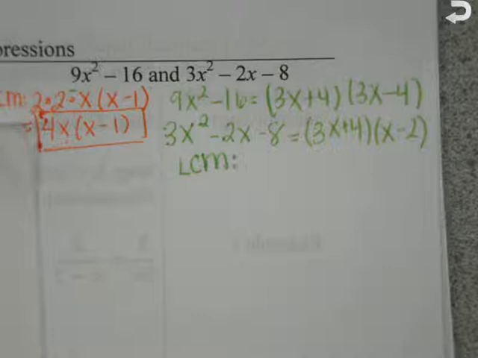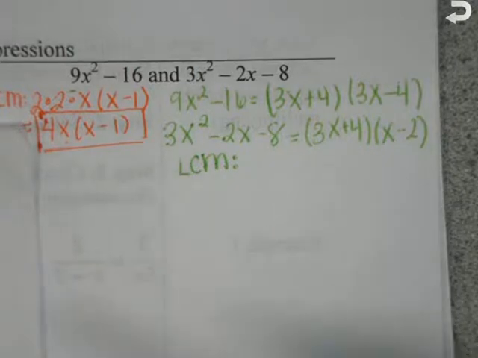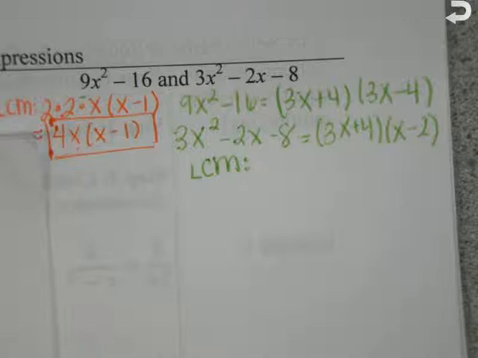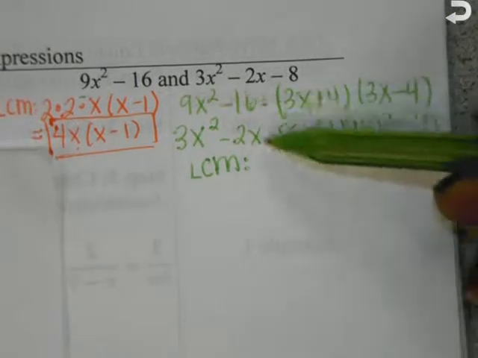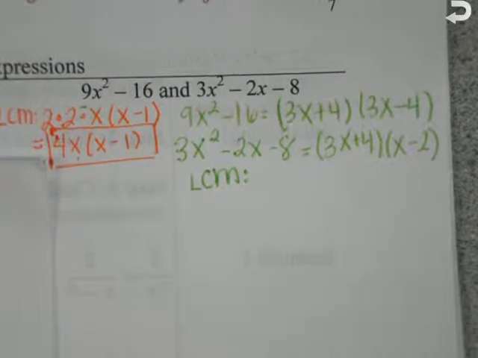Okay. So now we need to find the LCM. What is the multiple of both of these that they have in common? So remember, a multiple is something that the terms multiply into. A factor is something that they break down into. So a multiple is the opposite of a factor. So the first thing we're looking for is what they have in common. Do these two terms, after we factored them out, have anything in common? Yeah, what is it? 3x plus 4.